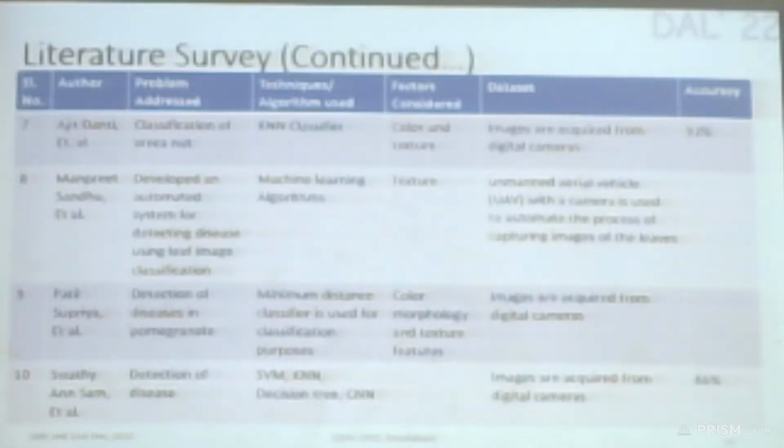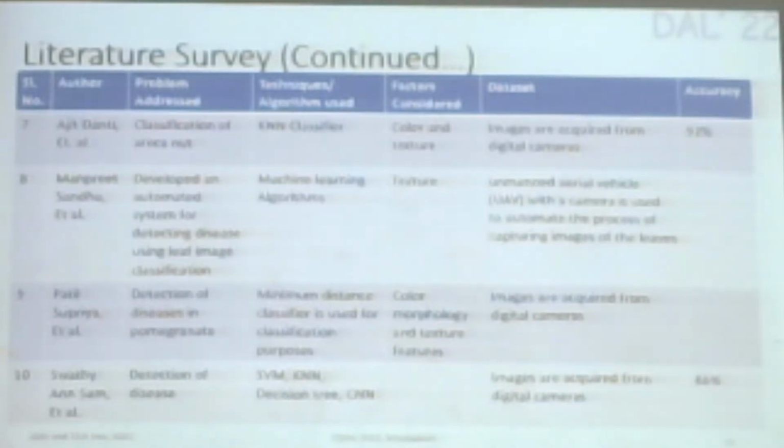AIET. Now this author has tried to address the problem of detection of disease in pomegranate. He has used a minimum distance classifier for classification purpose. So color, morphology and texture features were used. And this author has also taken his own data set.